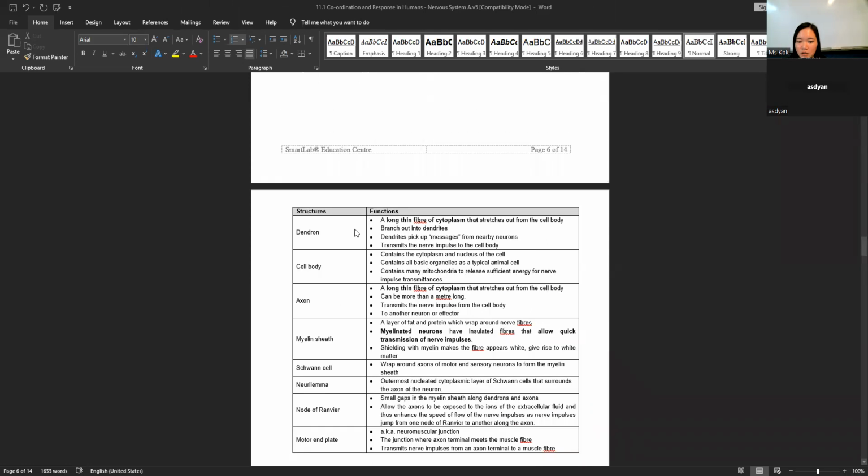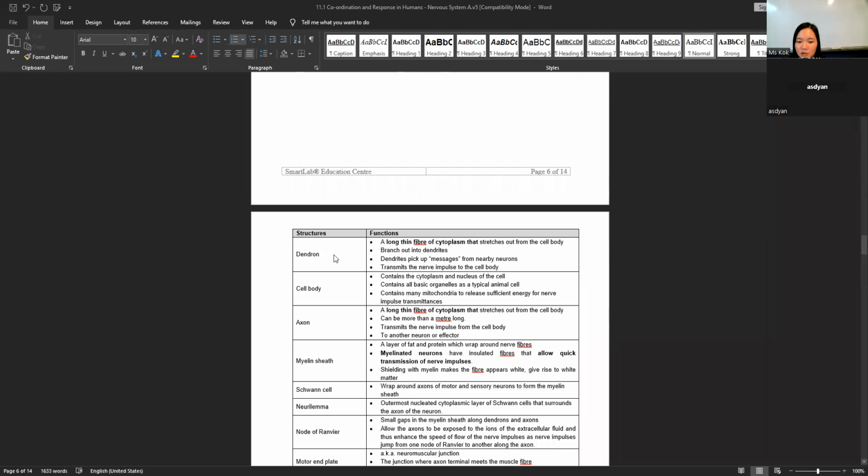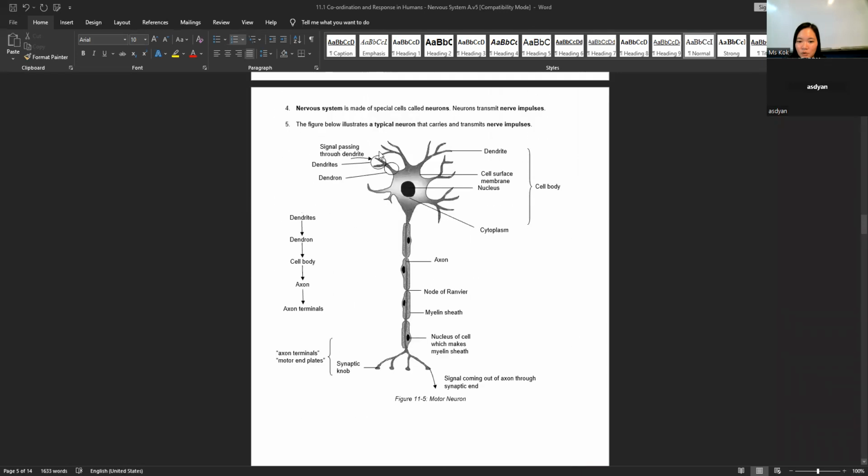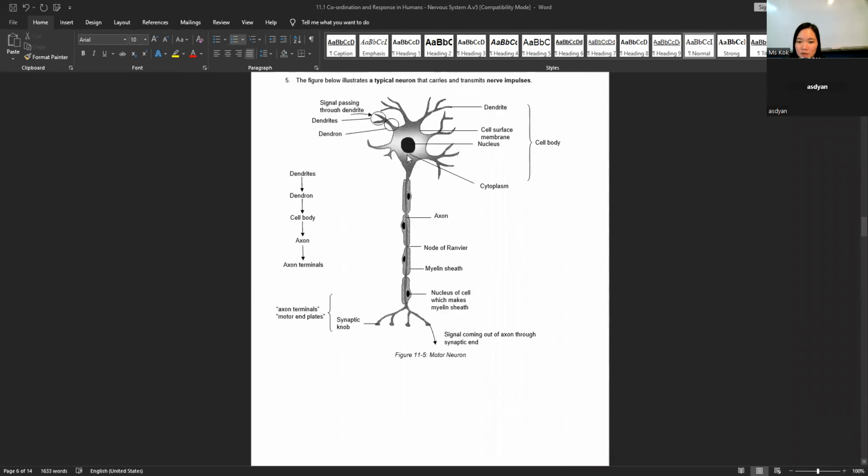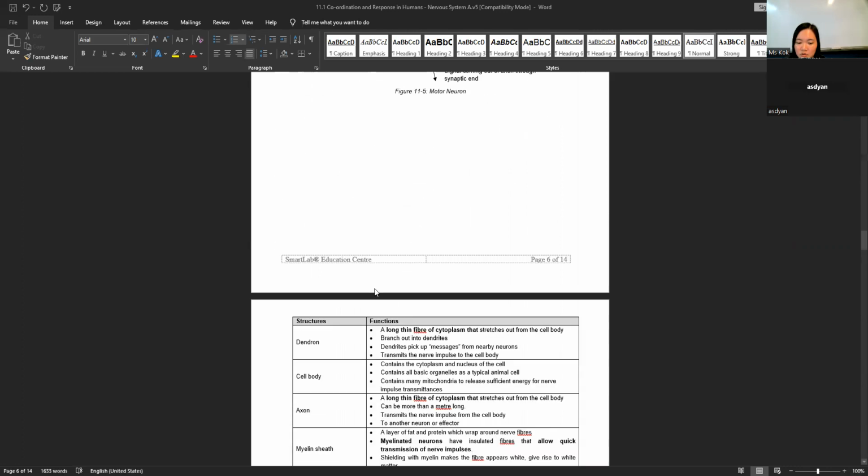Dendron will pick up messages. Okay, dendron will be over here. Then we have the cell body. Cell body is over here. Cell body will receive all the information from the dendrites and dendron, and then it will process it before sending the nerve impulse to the axon.